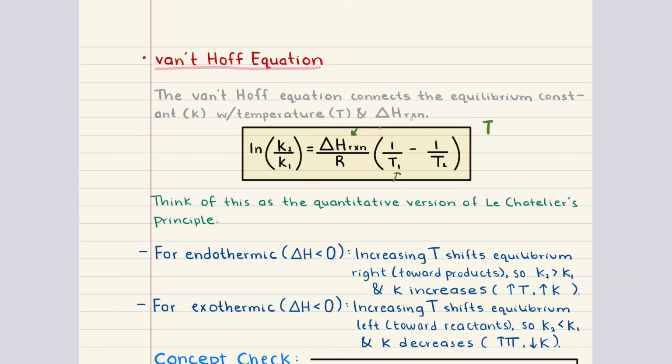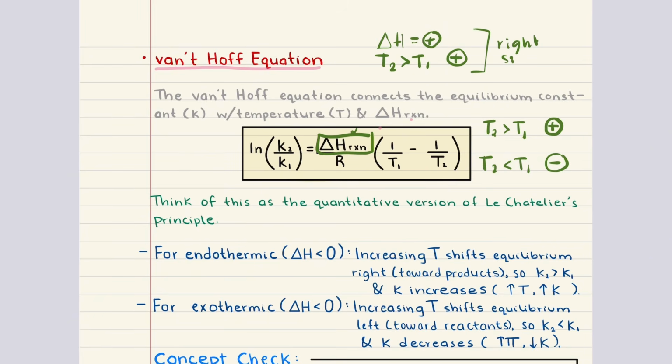First, if T2 is larger than T1, then the term in the parentheses, 1 over T1 minus 1 over T2, is going to be positive. But if T2 is smaller than T1, then that term becomes negative. Then you're going to have to multiply that by the sign of delta H. If delta H is positive, that means the reaction is endothermic, and then raising the temperature makes the whole right side positive. If the right side of the equality is positive, then for the natural log of K2 over K1 to also be positive, K2 needs to be larger than K1.